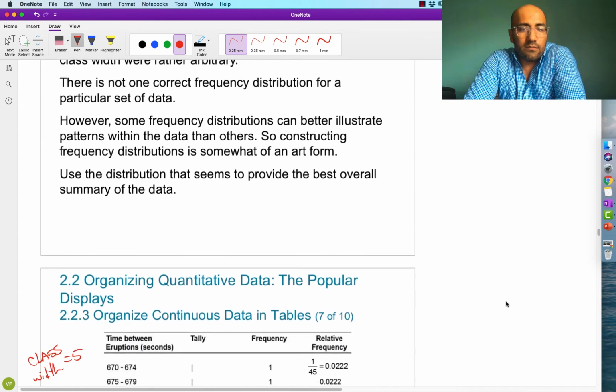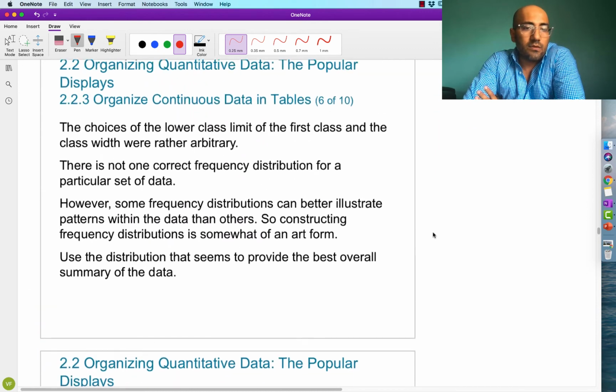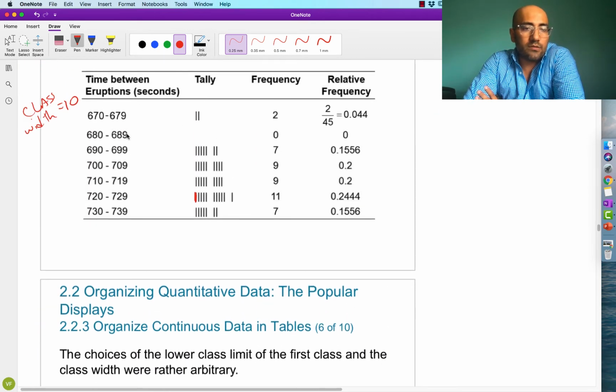It's a little bit of art, a little bit of science. So you got to present it in a way that you think does the best job of presenting the data. Good. So you can manipulate that a little bit. As far as our homework goes, they usually tell you what to do. And so the class width is often connected with how many classes we want. Right here we ended up with 14 different classes. Right? Whereas over here we ended up with 7 classes.